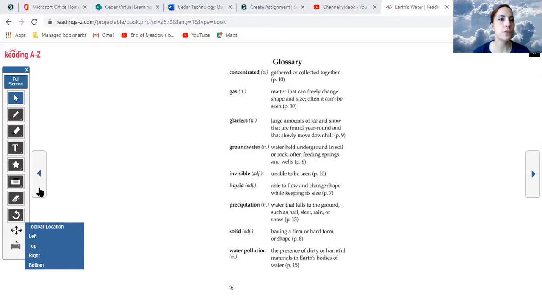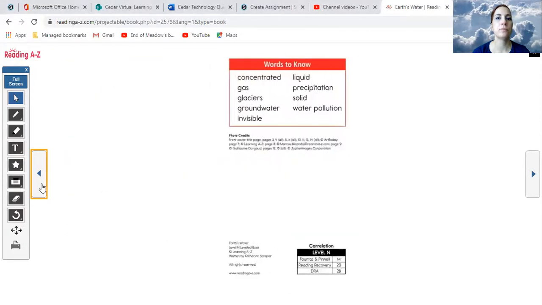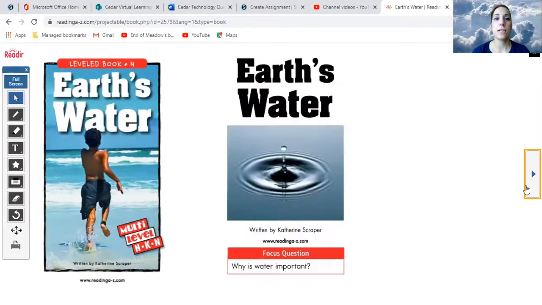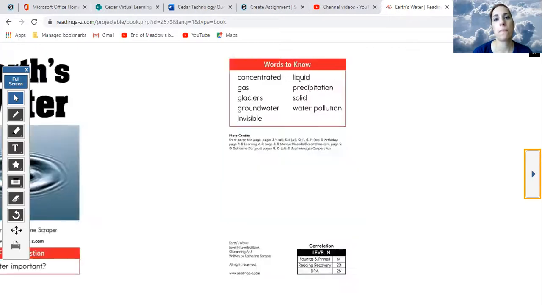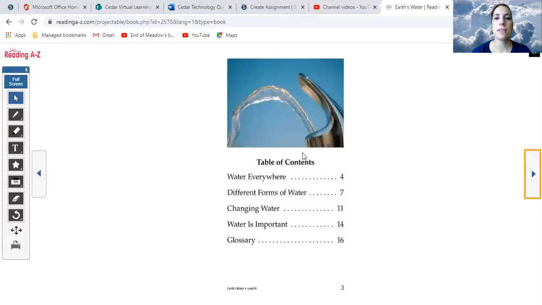So I'm going to go back to the first page of the book. That's the cover. The title page is Earth's Water, and there is a focus question, and it says, why is water important? Words to know, we just went over. And then table of contents. Water everywhere is on page 4. Different forms of water is on page 7. Changing water is on page 11. And water is important on page 14.